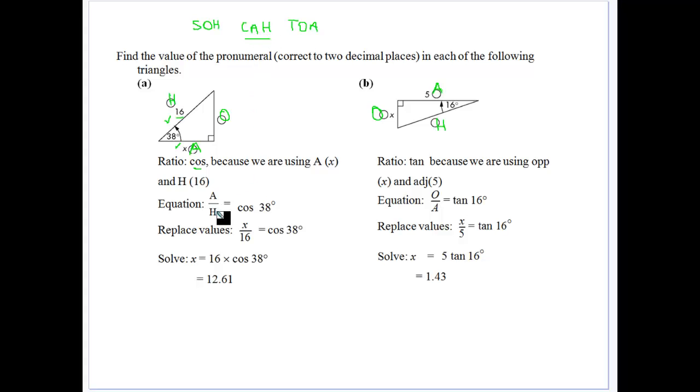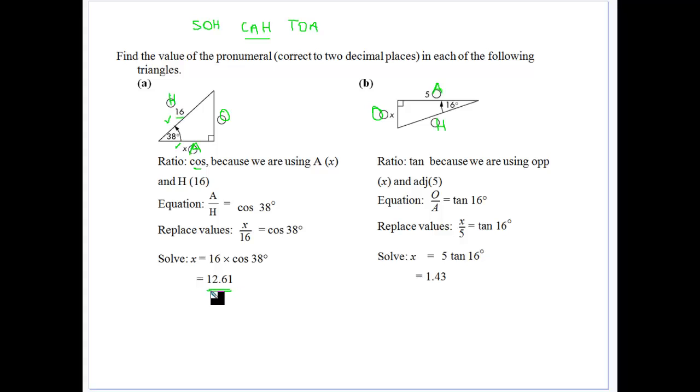So we can set up an equation. Our adjacent side over our hypotenuse is equal to cosine of 38 degrees, which means we get x over 16 when we do our substitution. So we replace our values, substitute the x and 16, and then solve our equation. We need to get rid of 16, so what number divided by 16 equals cosine of 38? And that would be 16 times cosine of 38, which gives us 12.61.